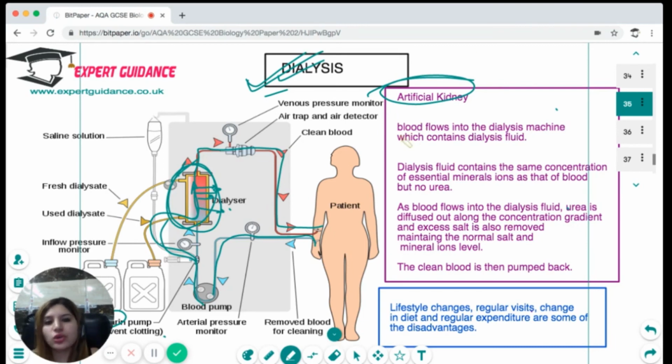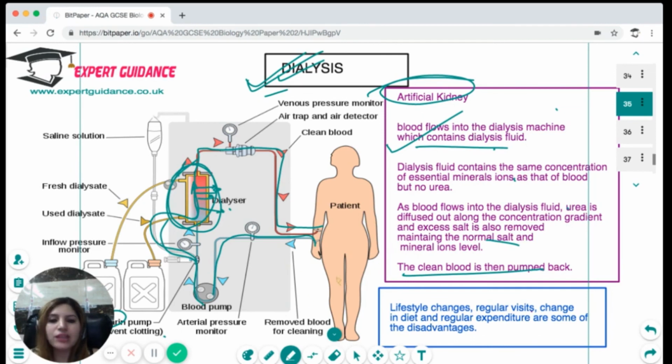Okay, so in the artificial kidney, the blood flows into the dialysis machine, which contains the dialysis fluid. It contains the same concentration of essential mineral ions as that of the blood, but no urea. So as the blood flows into the dialysis fluid, the urea is diffused out along the concentration gradient, and excess salt is also removed, maintaining the normal salt and the mineral ion level, and the clean blood is then pumped back.